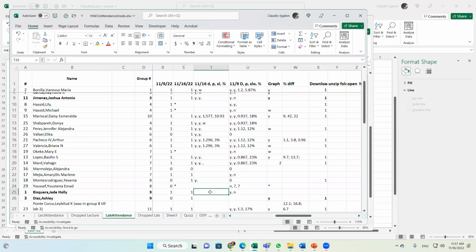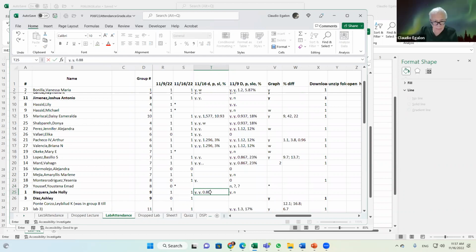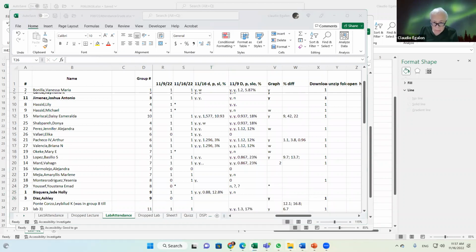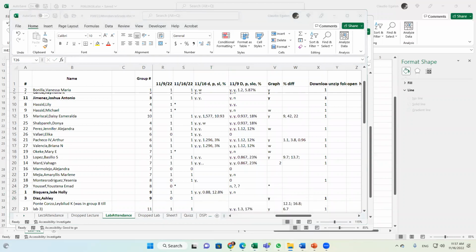Okay, for the slope, I got 0.88. 0.88. Yes. What's the percentage difference? 12.834. Okay, 12.8. Let's see. And your group number is 9, right? Let's see here. Yes. If I get the same thing.